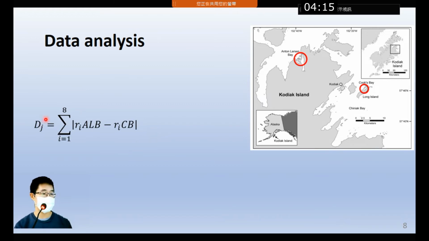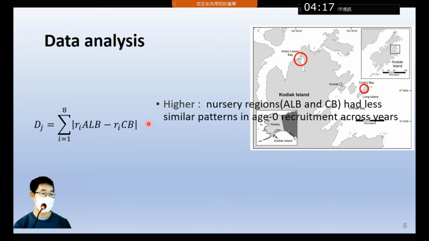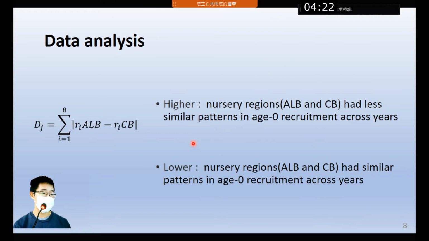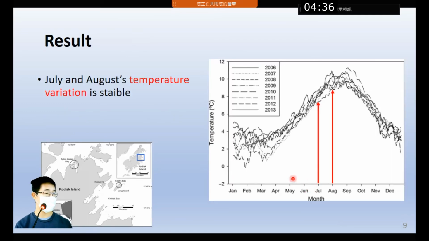This is a DJ value, and if the DJ value is lower, it means the nursery regions, ALB and CB, have a similar pattern in H0 recruitment across years. This is what we like to see.